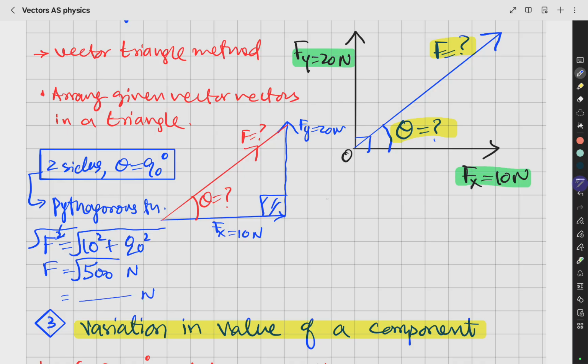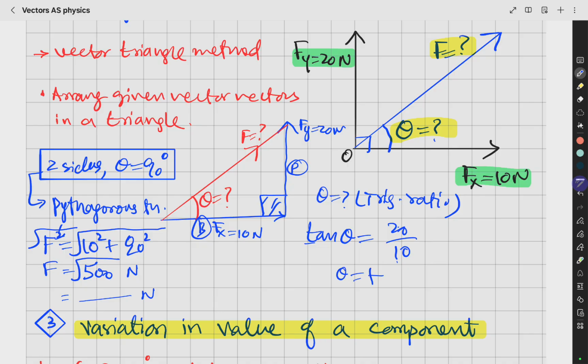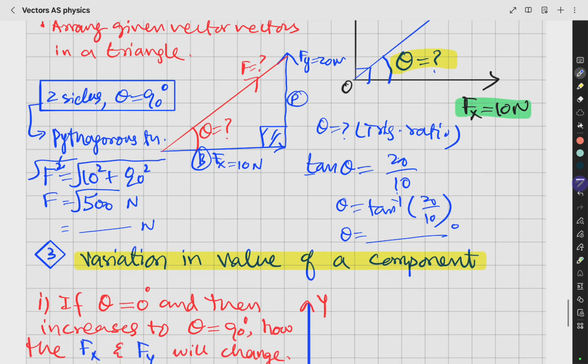Okay, about the angle, you will use any trigonometric ratio. For the angle, you use a trigonometric ratio. Which ratio are you going to use? You have all the sides, so you can use tan theta. So tan theta is 20 over 10, because this is perpendicular over base. Some people have curly brown hair through proper brushing. So theta is tan inverse of 20 over 10, and you get your answer for theta.